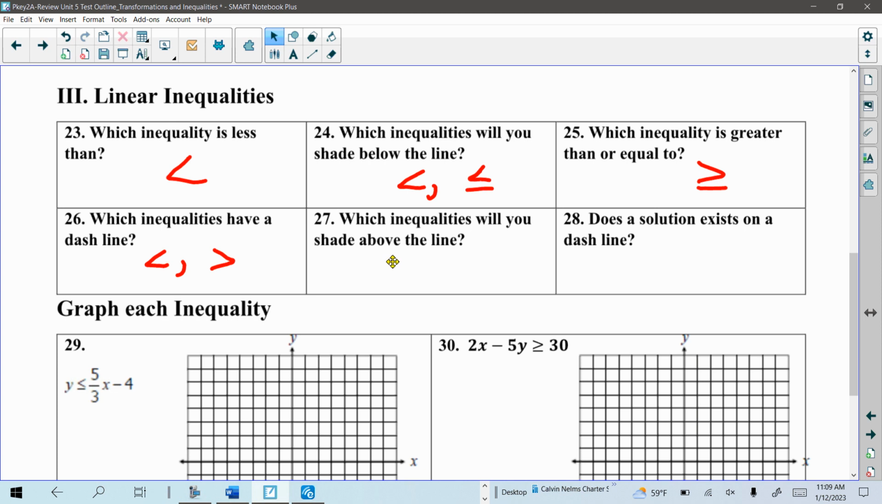Above. Anything that's greater than. Okay, got to be greater than. Come on, he said. All right, last question, last fact you need to know. Does a solution exist on a dashed line? No, it does not.